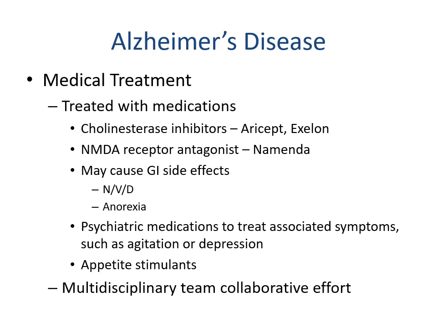So the medical treatment, so we have medications, so cholinesterase inhibitors like Aricept and Exelon, NMDA receptor antagonists like Namenda. These drugs may cause GI side effects like nausea, vomiting, diarrhea, and poor appetite. Psychiatric medications are used to treat associated, or right, these are the secondary symptoms such as agitation or depression. Appetite stimulants to increase intake may be necessary, especially if patients forget to eat. And again, similar to previous conditions, this is a multidisciplinary team approach for the treatment.